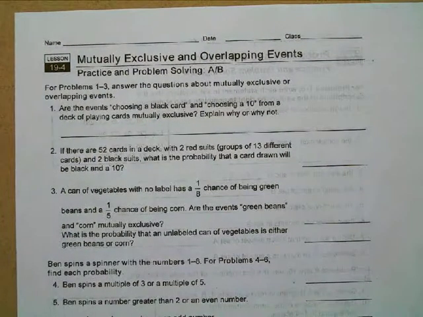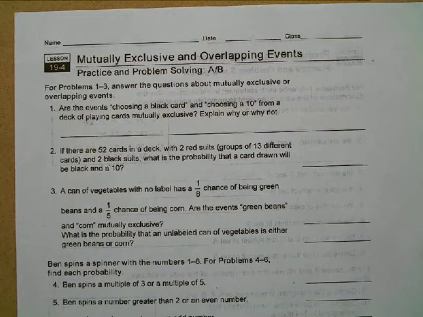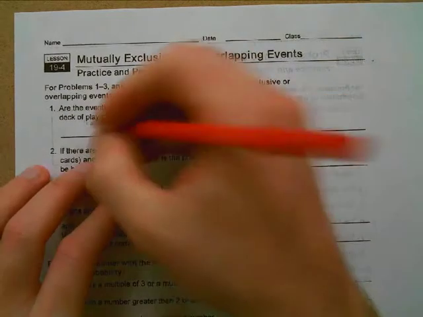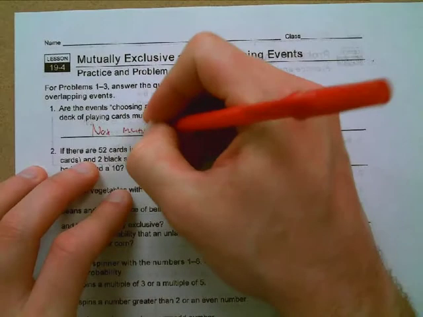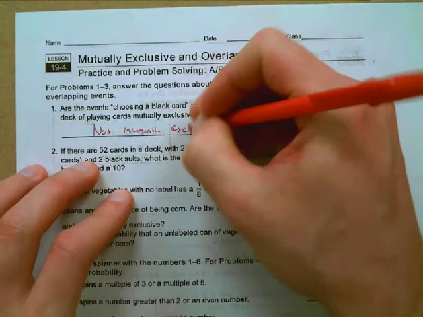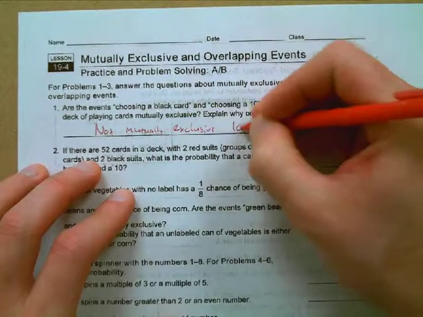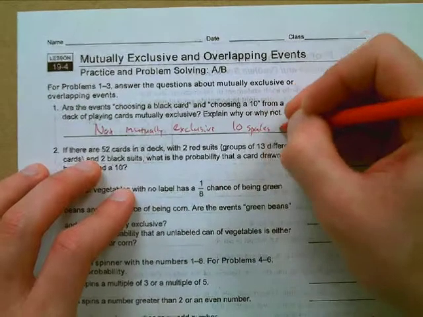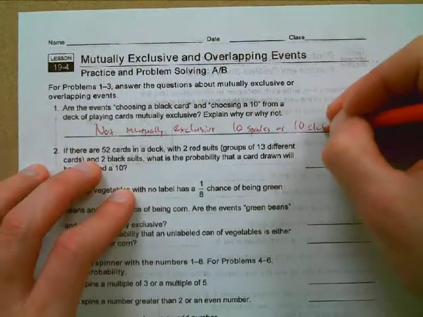If you have a deck of playing cards, and you have one event choosing a black card, and you have another one choosing a 10, are those mutually exclusive events? Can you pull both a black card and a 10 simultaneously when you pull one card out? You can. There's the 10 of spades and the 10 of clubs. Those will both be black. So these are not mutually exclusive. Okay, 10 of spades or 10 of clubs. Clubs look like this actually.